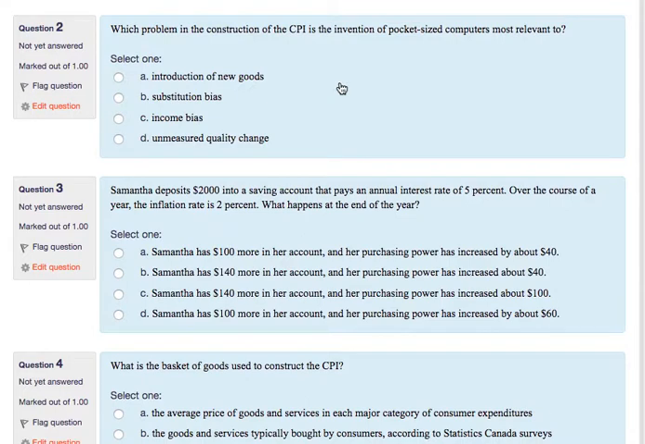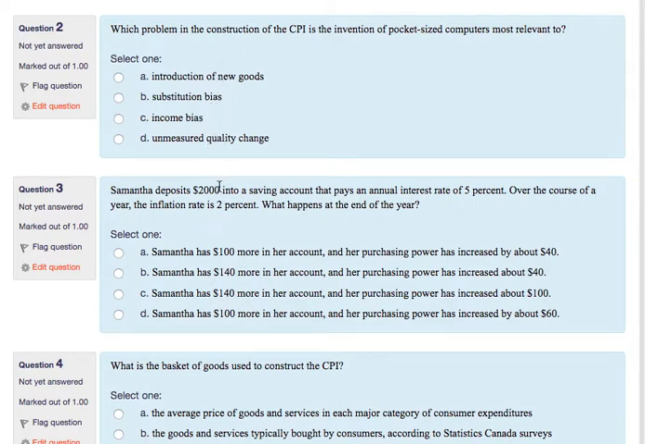Which problem in the construction of the CPI is the invention of pocket-size computers most relevant to? So three big problems that arise with respect to the construction of the CPI that we're seeing in the notes are introduction of new goods, substitution bias, and unmeasured quality change. Income bias was not one of them. So it has to be one of these three answers.